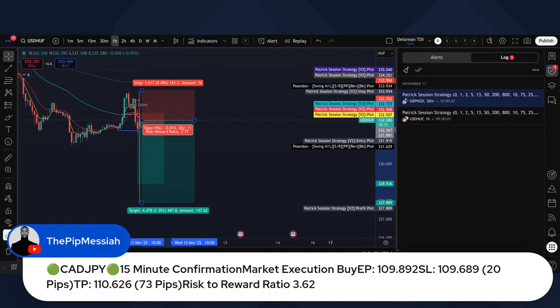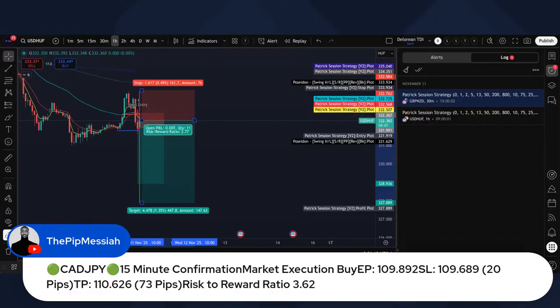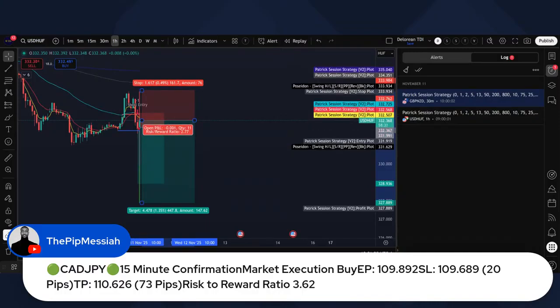All right, it's going to be a 2.77 risk. Entry is going to be 332.367. Your stop's going to be 333.984. And your take profit is going to be 327.889.